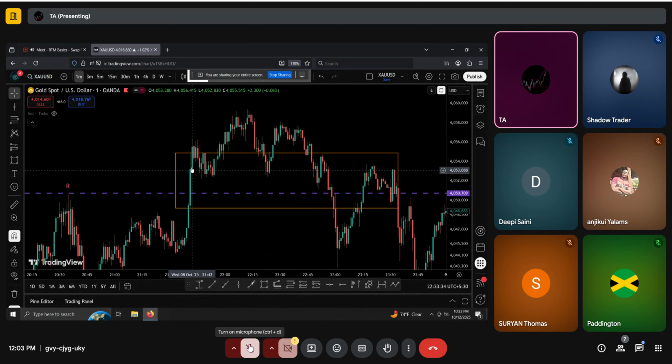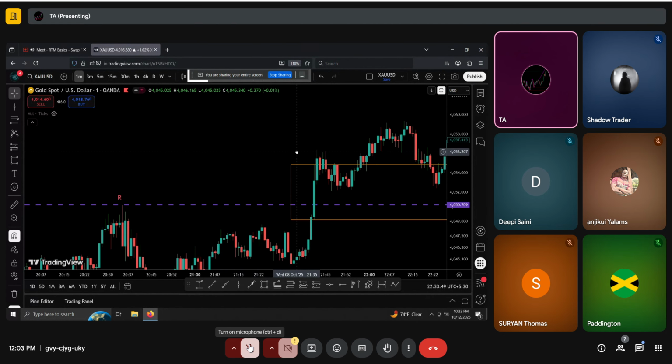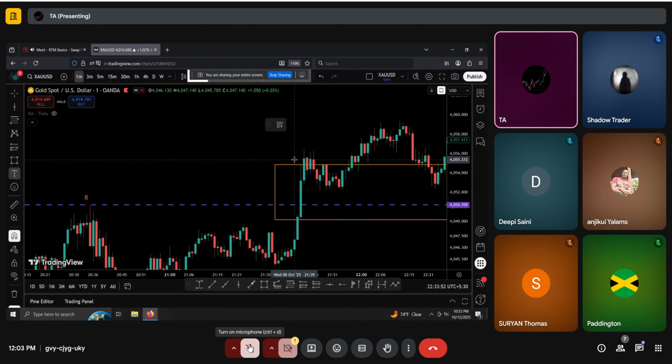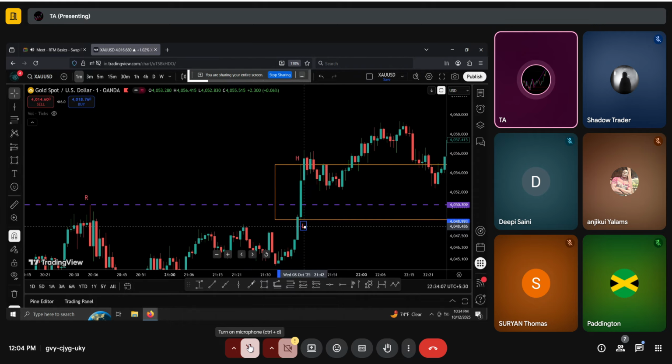What happened? This is our FTR. Price goes up and came down again. Price goes up, came down again, and goes up again. Here is the high, and this will be the low of the FTR. The whole candle, we took the whole candle. So this is high, low.